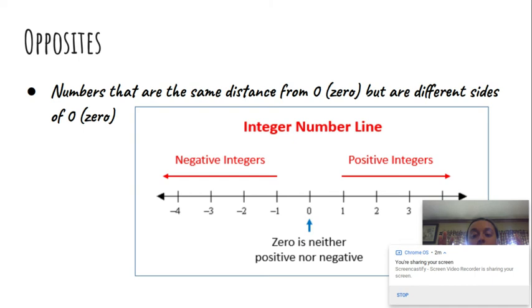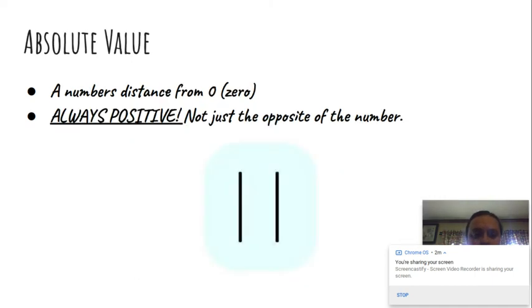Absolute value. Absolute value is a number's distance from 0. Remember 0, the easiest way to remember it. Distance is always positive. I don't care if you go in reverse. I don't care if you run backwards. You are always traveling a positive distance. I wouldn't even know how to tell you to travel a negative distance. Absolute value is always positive.